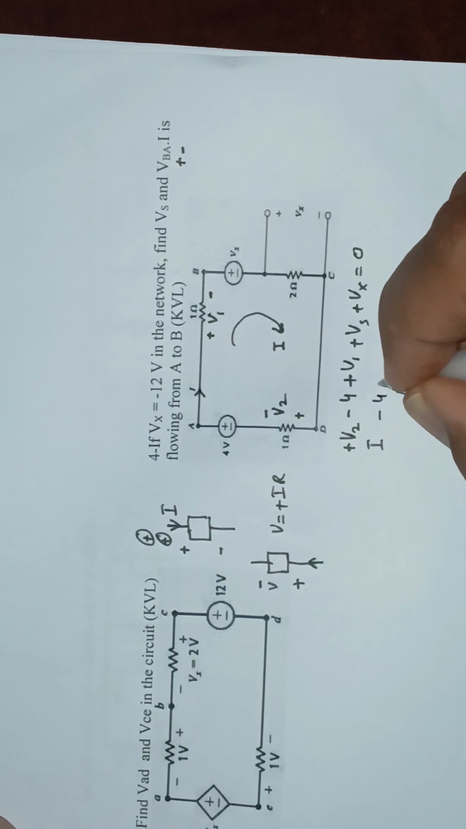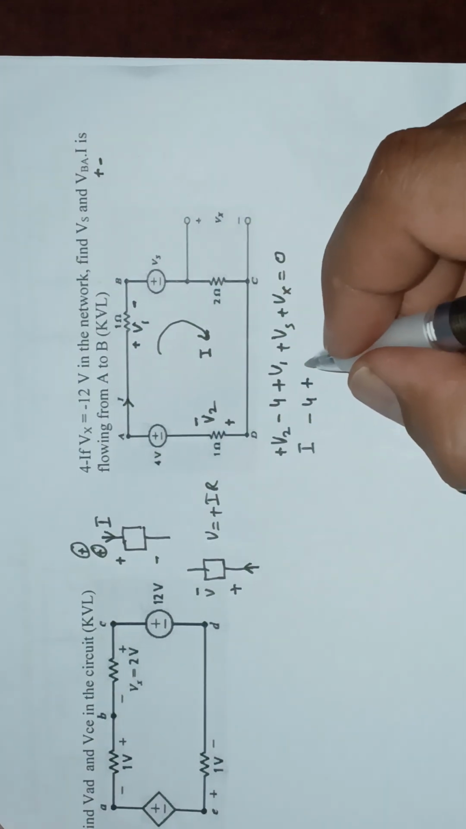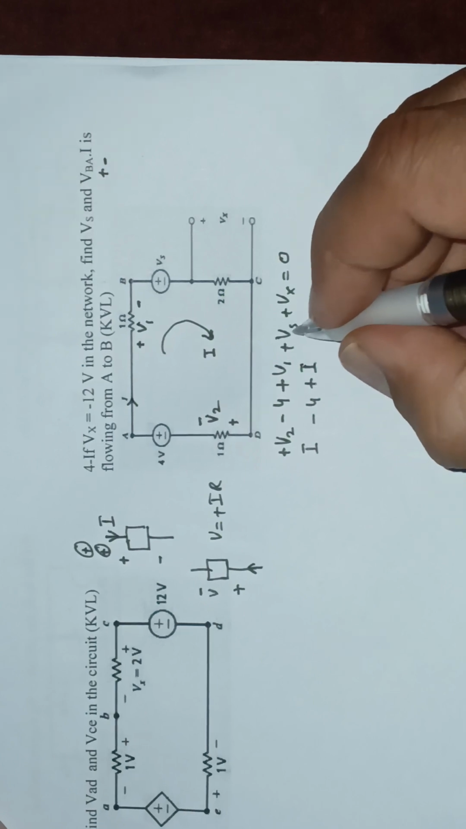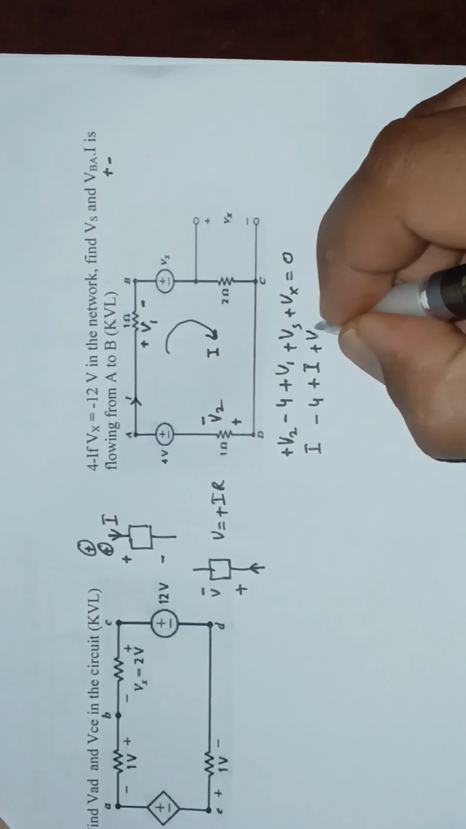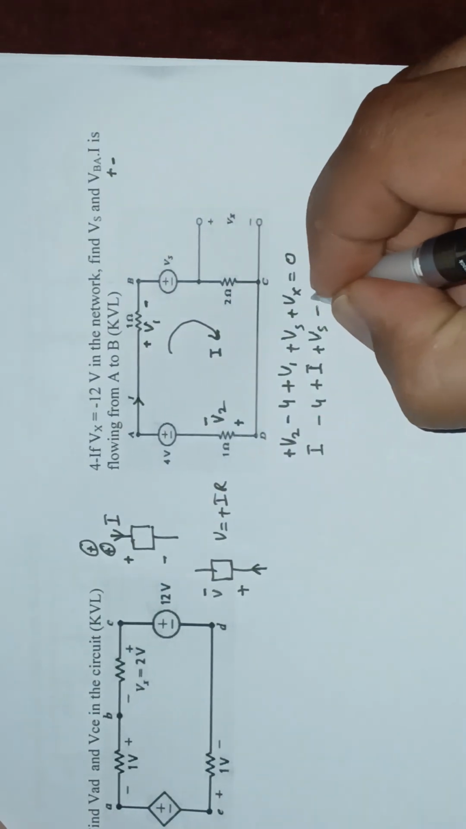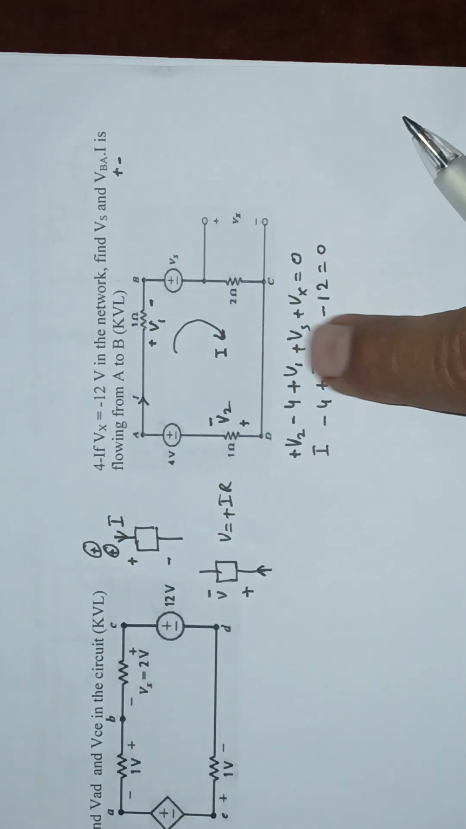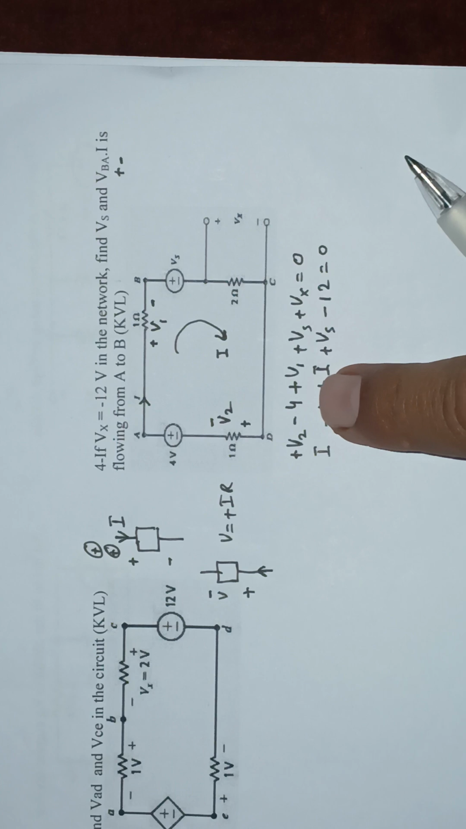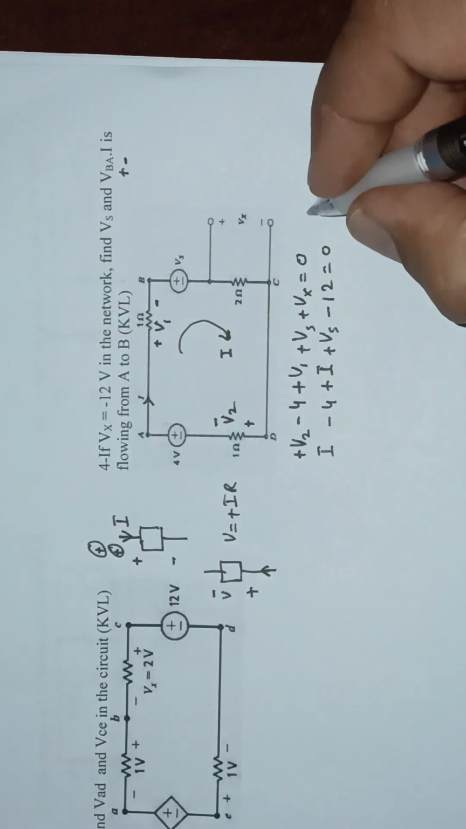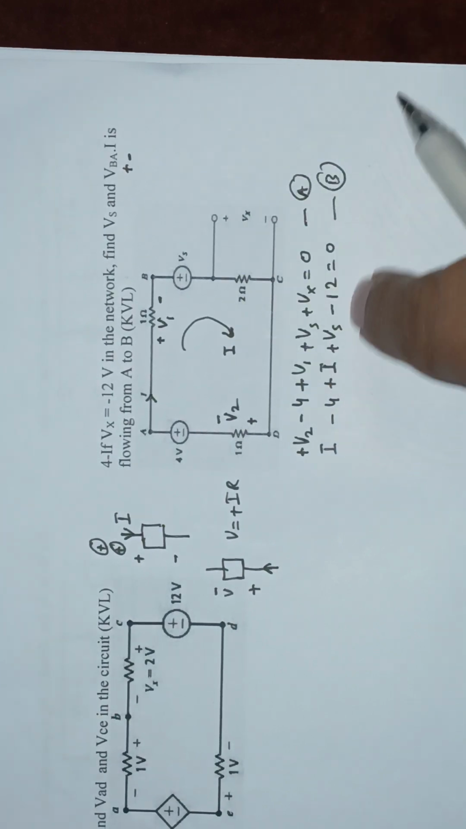Minus 4 plus V1, again apply Ohm's law, I into 1, which is I, plus Vs, that is the unknown, plus Vx, which is actually given, it is minus 12, so I can write plus minus 12 is equal to 0. Now it's much better because I have two unknowns now instead of more than two unknowns in equation B. So we have reduced the unknowns.